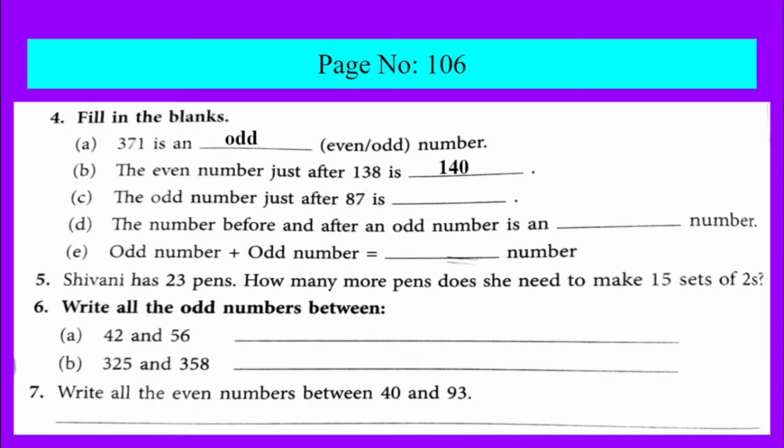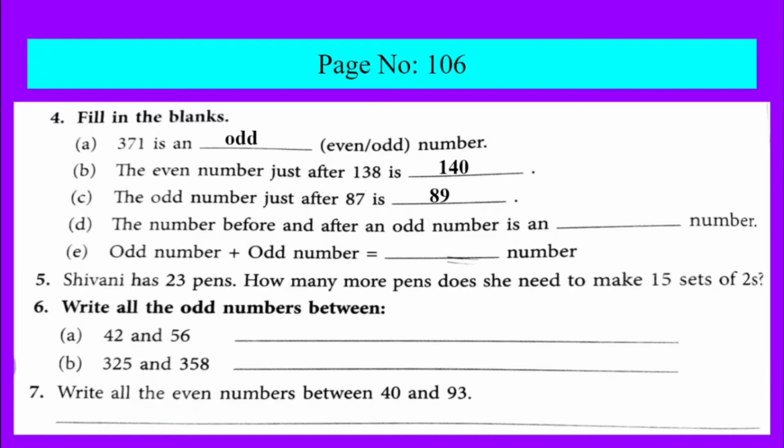Yes, 88. So is 88 an odd number? No, 88 is an even number because it ends with the number 8. So now which number comes after 88? Yes, very good, 89. So children, is 89 an odd number? Very good, 89 is an odd number because it ends with the number 9. So children, here we will write 89 in the blank space.